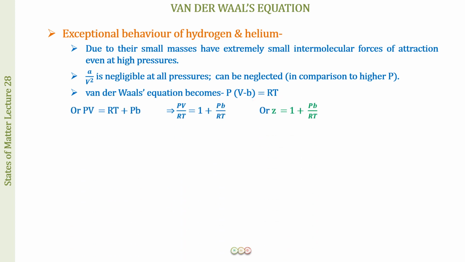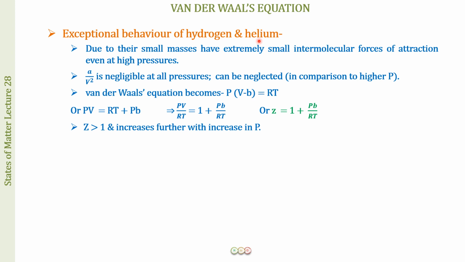If you solve this further, again you will get Z equal to 1 plus Pb by RT. So the value of Z is greater than 1, and also if we keep on increasing the pressure, this term will keep on increasing, and the value of Z will keep on increasing. So what we see for hydrogen and helium is that the value of Z is always greater than 1.